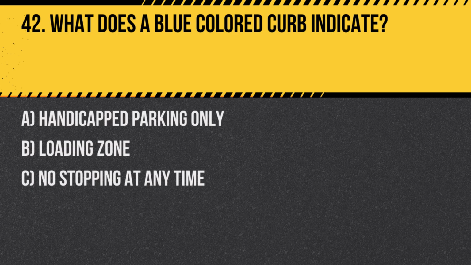A. Handicapped parking only. B. Loading zone. C. No stopping at any time. Answer. A. Handicapped parking only. A blue-colored curb typically designates parking spaces reserved exclusively for vehicles with a handicapped permit.